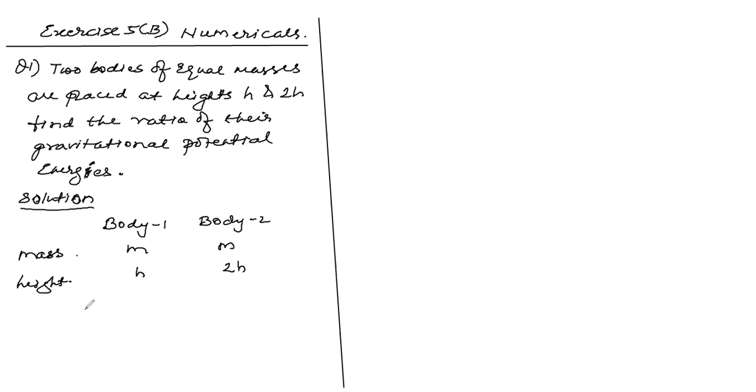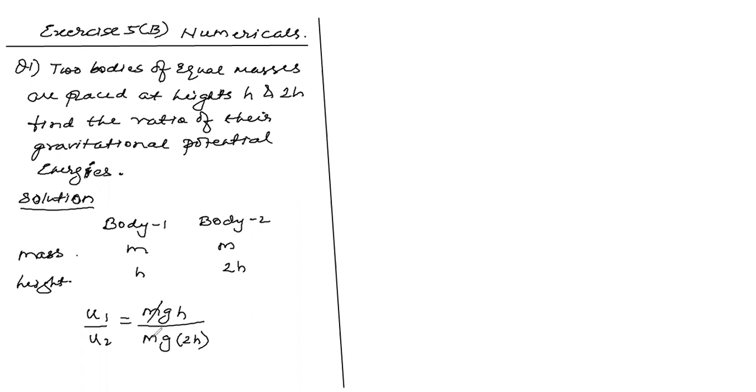So I want the ratio of gravitational potential energy. You know what is gravitational potential energy? Gravitational potential energy is represented by letter U. So U1 upon U2. Gravitational potential energy of body 1, I take it as U1. Gravitational potential energy of body 2, I take it as U2. What is the formula? mgh1 upon mgh2. What is the height of the first body, children? The height of the first body is h, whereas the height of the second body is 2h. So in place of h, you get 2h here.